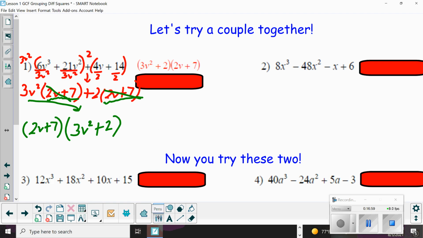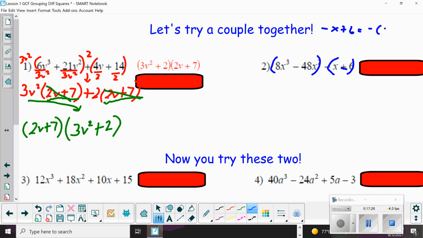Now this one has one thing that's going to be a little tricky, and we'll get to it. When I group, first off, 8x cubed and 48x squared are not the same as 1 and 6, they don't have an x. So I'm going to group the first 2, and then I'm going to group the second 2. But notice there's a minus here, so I'm going to have to change this sign. Remember that if I have minus x plus 6, that's equal to negative x minus 6.